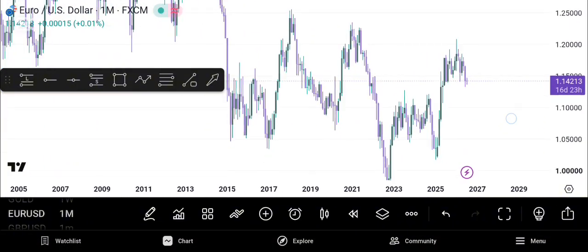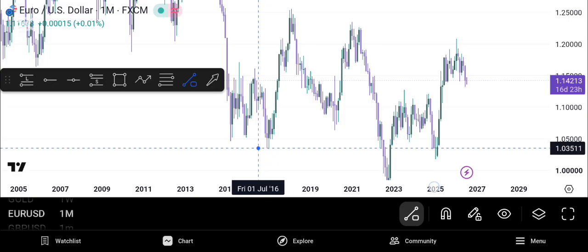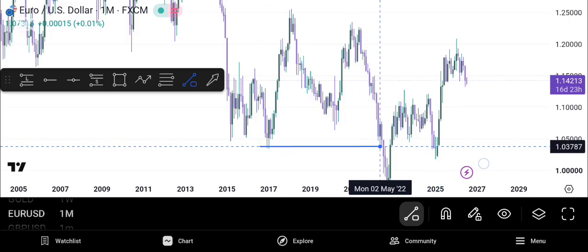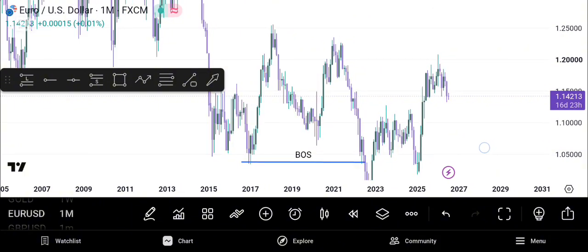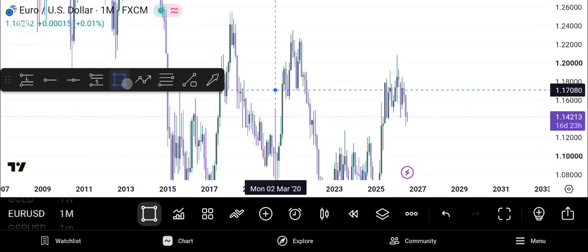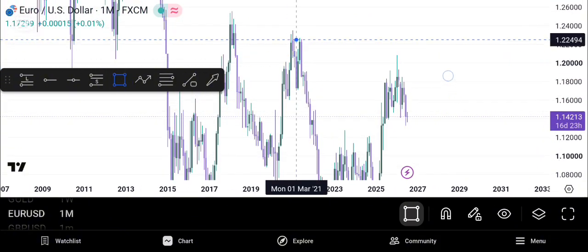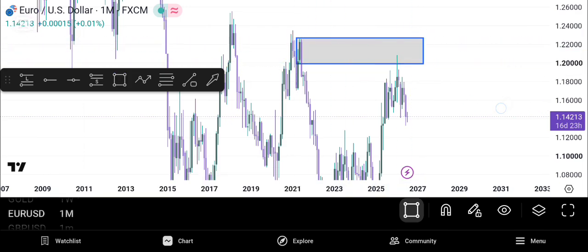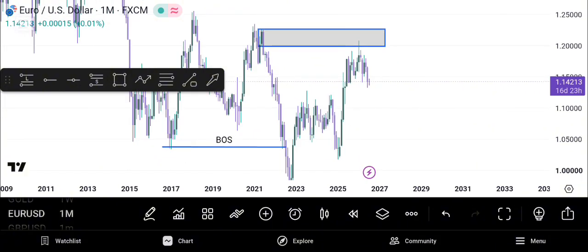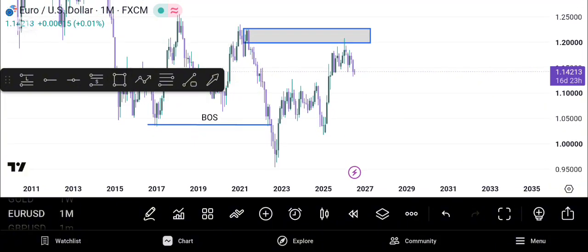So on Euro USD monthly time frame, we have this major break of structure here, and then price came to the order block which caused that major break of structure right about here. So on the monthly time frame, Euro USD is actually selling.